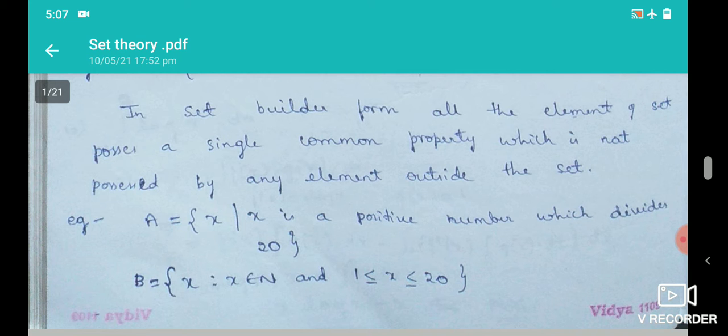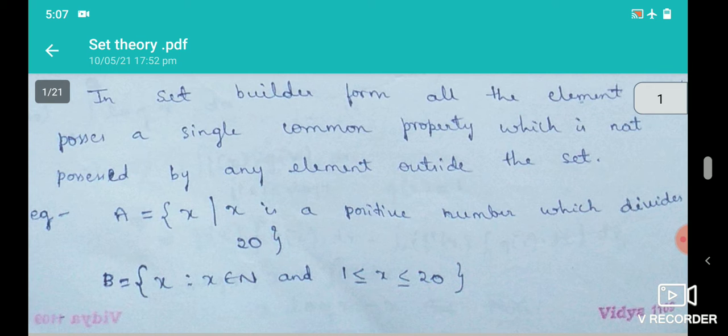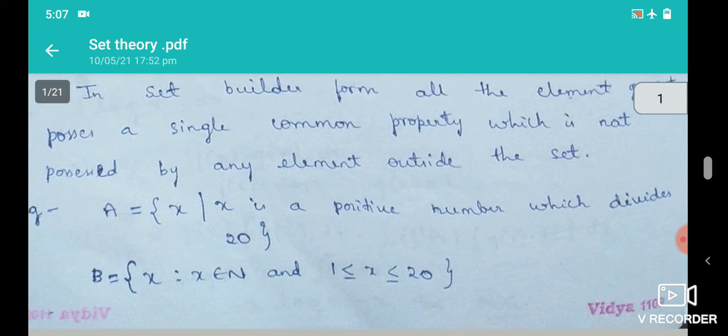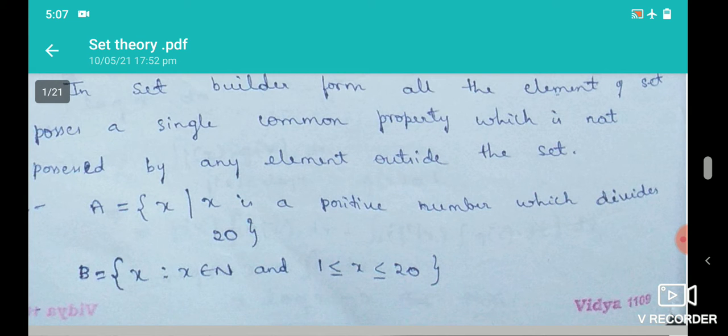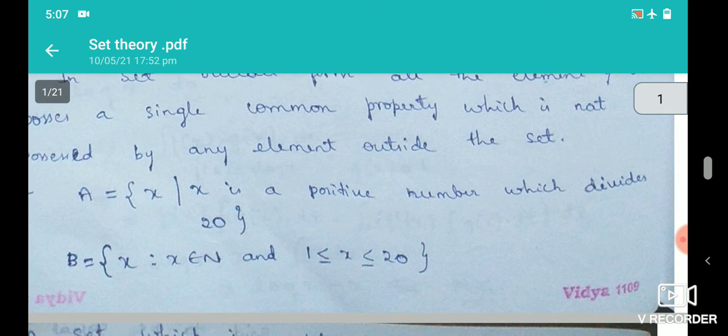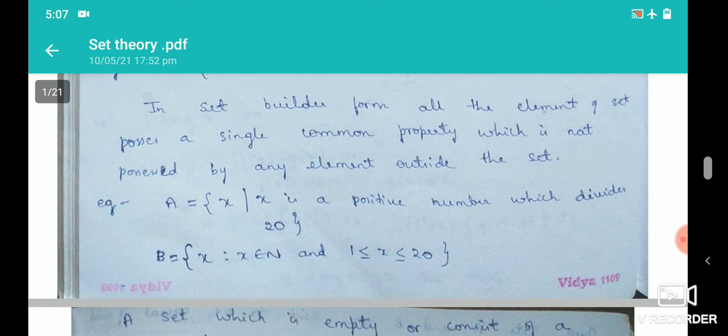X is a positive number which divides 20. So that is the single common property. That means the numbers which divide 20 are 1, 2, 4, 5, 10. That's it, right? No other elements will come to this particular set. A is the set of all elements X. So what is the property of X here? X is nothing but the positive number that divides 20.